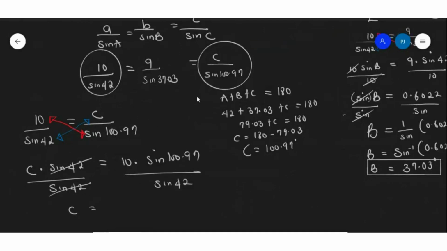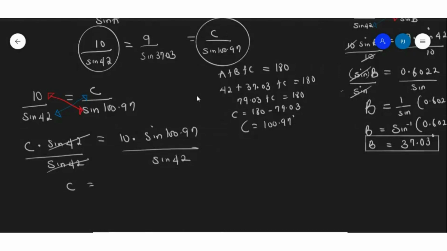The value for c then easily becomes 10 multiplied by that. You can already do that as fast as possible. Okay, so the value for c is 14.67. So this is already the value for c. This is already my answer for c. So that is how you do the sine rule.